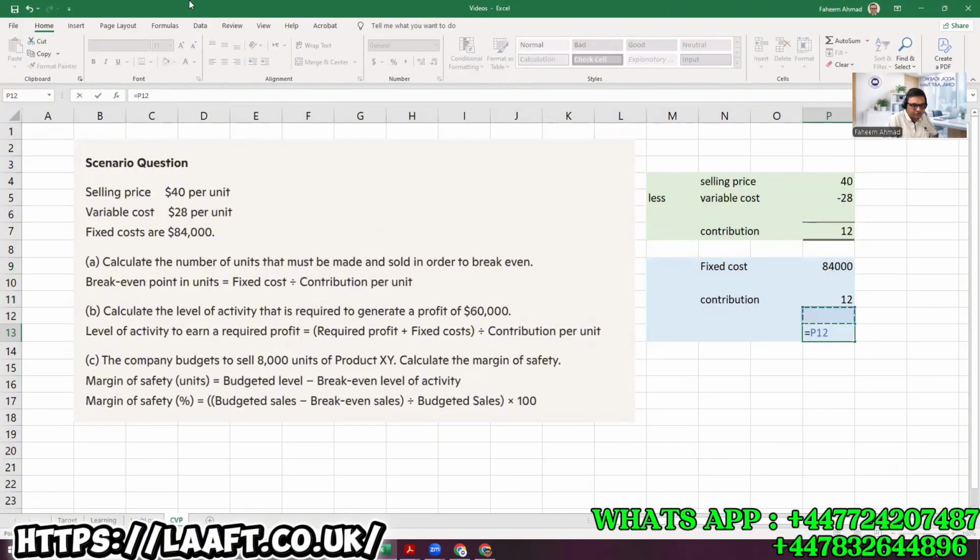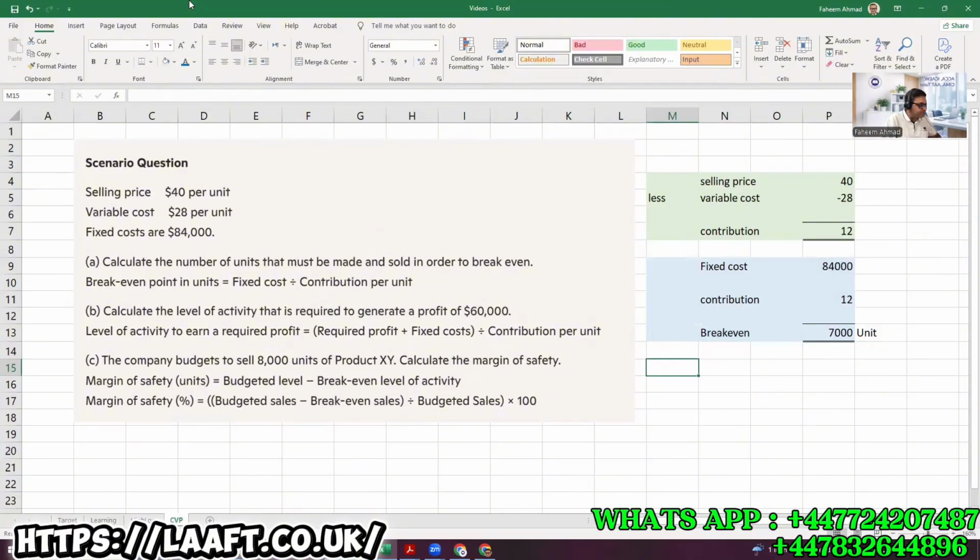So we can calculate now break-even point. We have to take fixed cost and we must divide that by contribution margin. So business must sell 7,000 units in order to break even, in order to reach a stage of no profit, no loss. That's break even. Okay, so we have found the answer of part A.